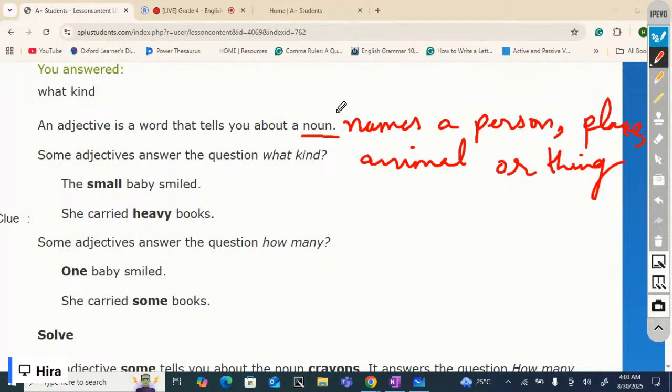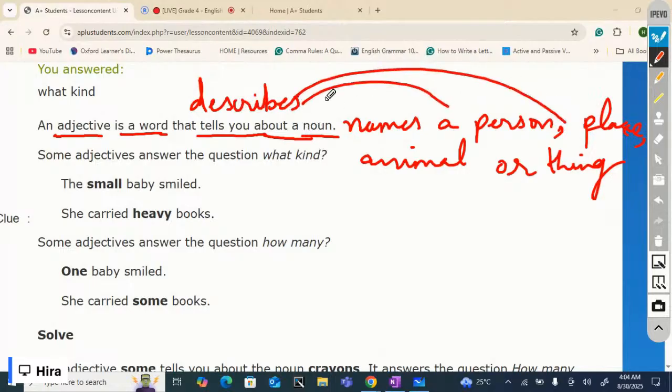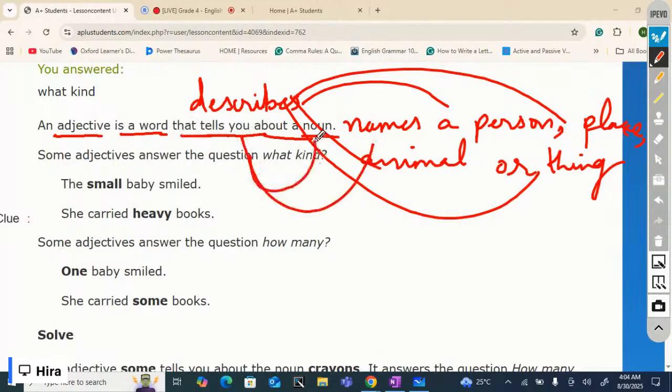Why is it important to recall what is a noun? Because an adjective is a word that tells you about a noun. It's a word that tells you more about a noun. You can say it describes a noun. A noun describes a person, a place, an animal, or a thing. Basically, an adjective is a word that tells you about a noun.